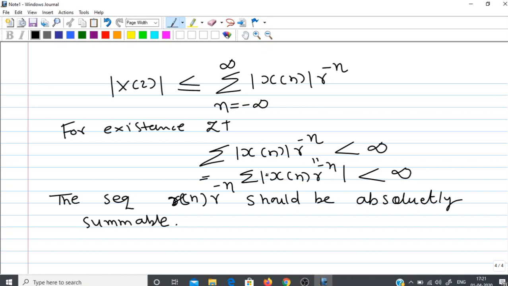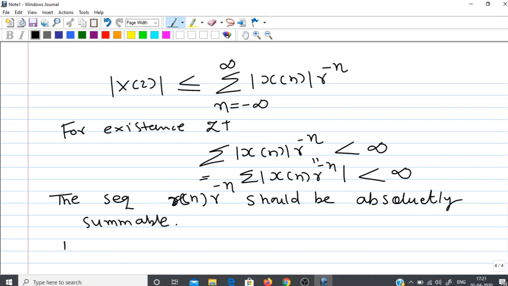Absolutely summable means first you take the absolute value of x[n] r to the power minus n, and then sum it up, and this summation should be finite. If this summation happens to be finite, then we say the sequence x[n] r to the power minus n is absolutely summable. Now again, there is one more interesting point. This summation depends upon r and x[n] as well. So this summation depends on two things: the given sequence x[n] and the value of r.